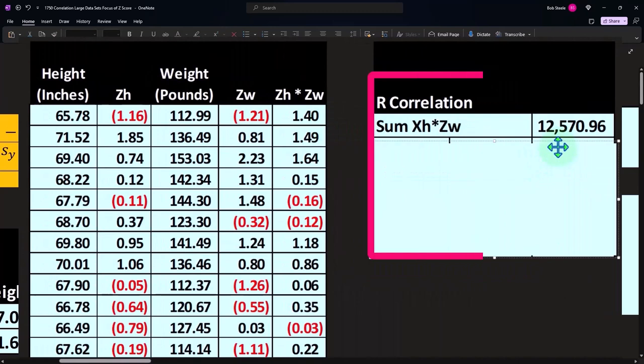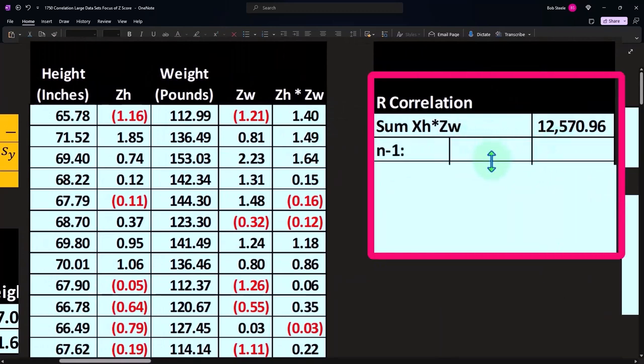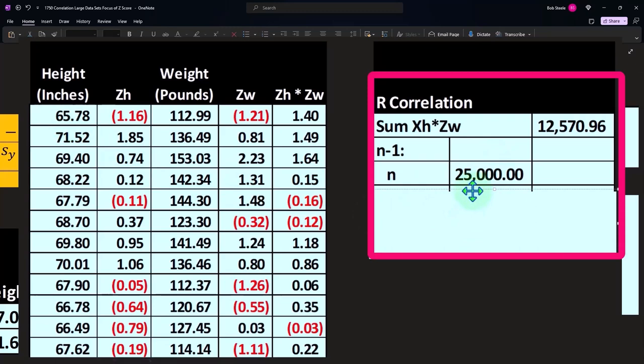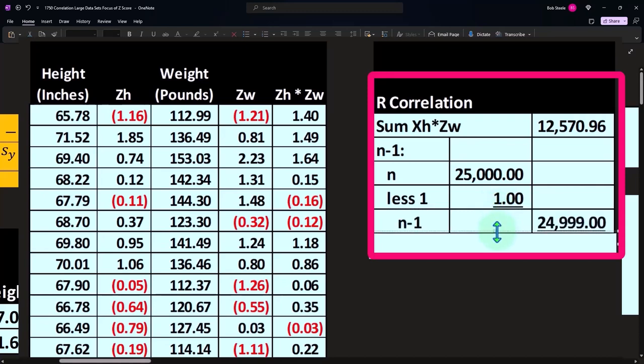That comes out to 112,570.96. The denominator is going to be N minus one. Now this is how many rows were in this data set. So that's telling you how long the data set was. It's 25,000 points, which for us is a lot. That's more than we've seen before. And then we're going to subtract one from it, which seems awfully insignificant, but it's not, because it's our correlation calculation. That gives us 24,999, and then we have the numerator and the denominator.